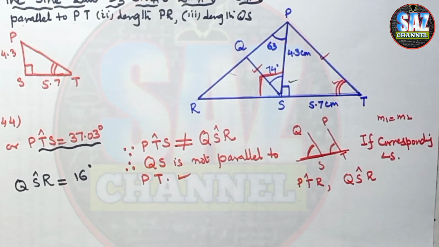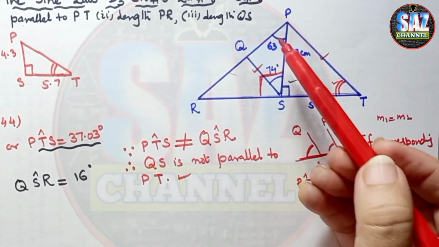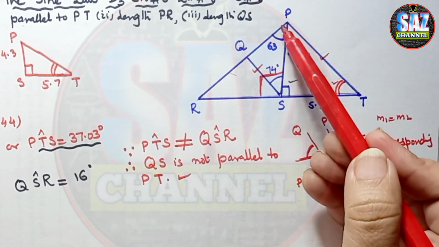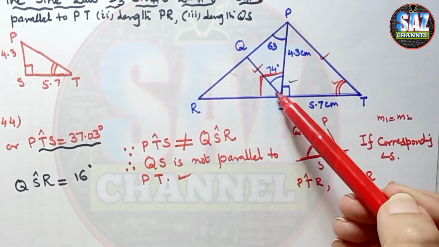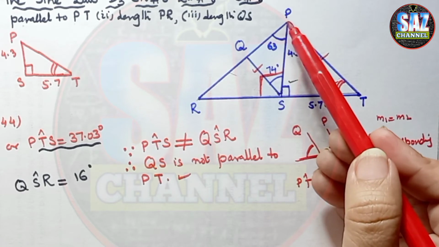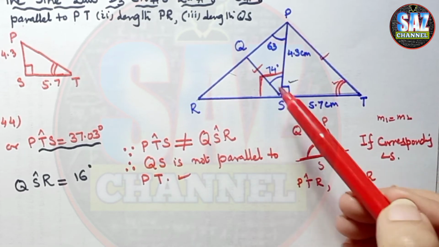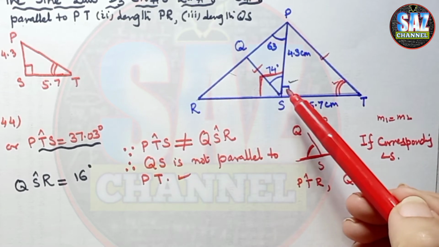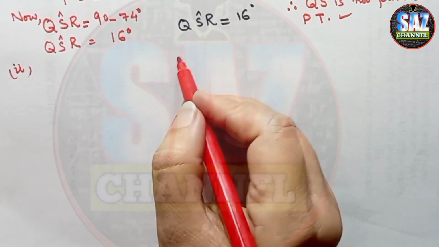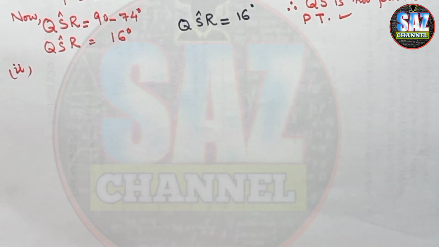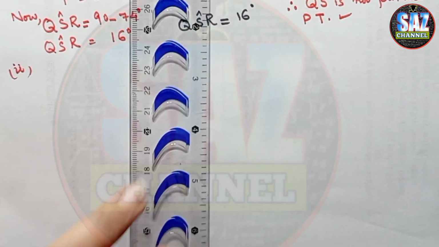Second part is the requirement of length PR. Now focus your attention on the whole diagram. PR is the length in the big triangle PSR. For some time, forget about this QS line. Now if I'm taking the triangle SPR, let me draw the figure here.